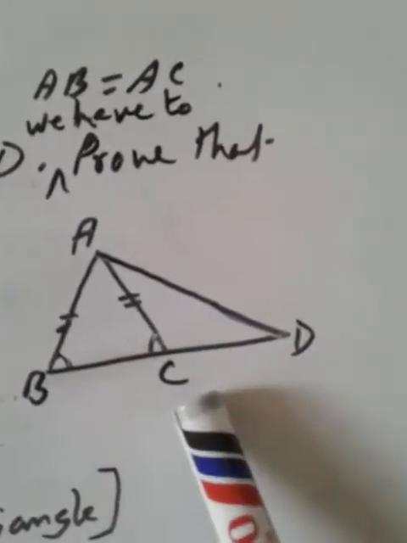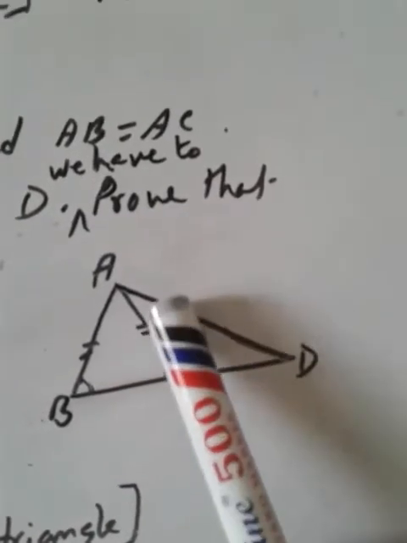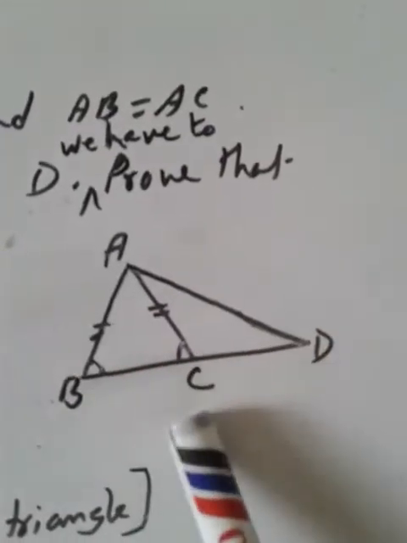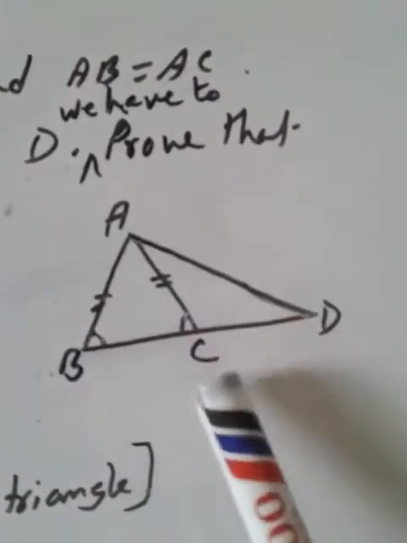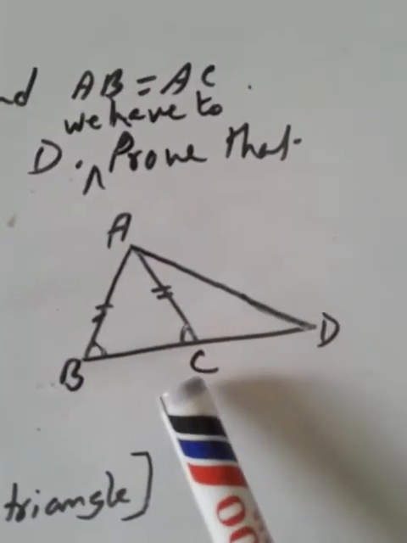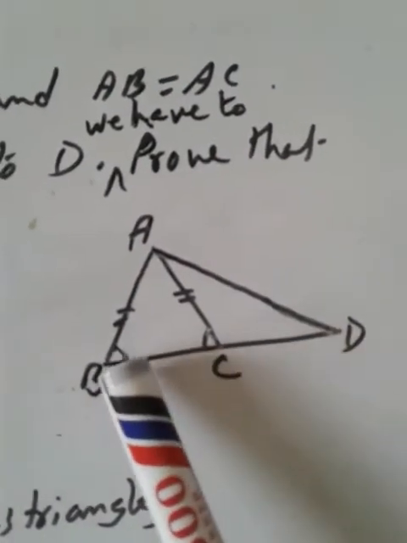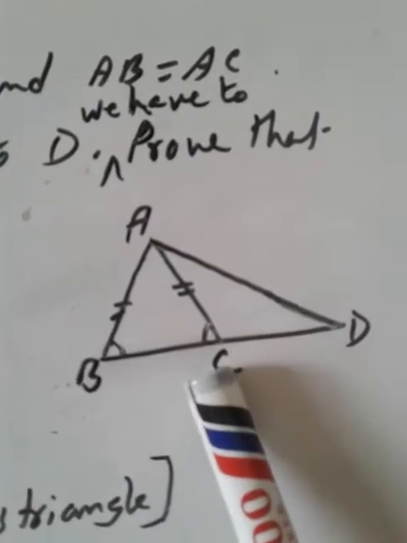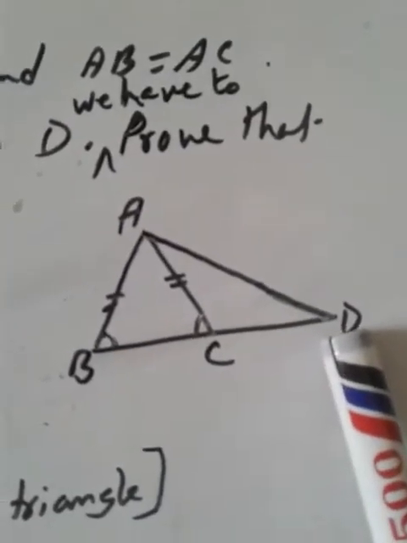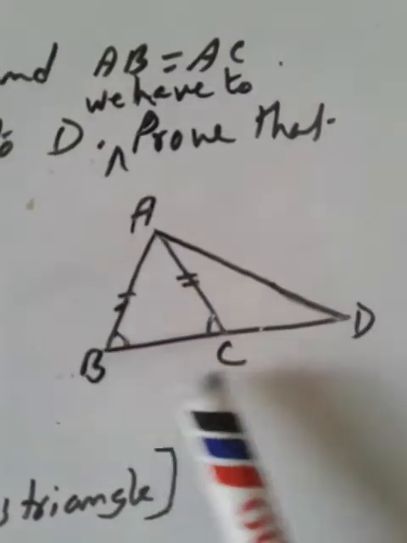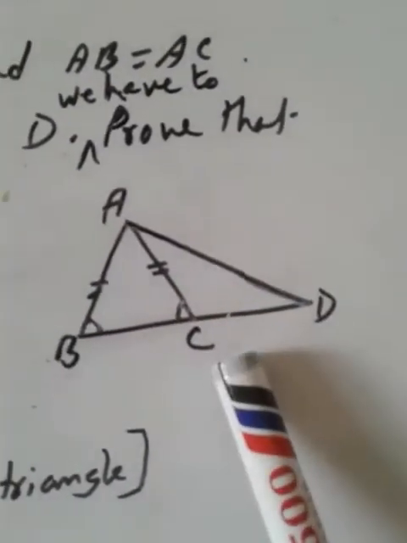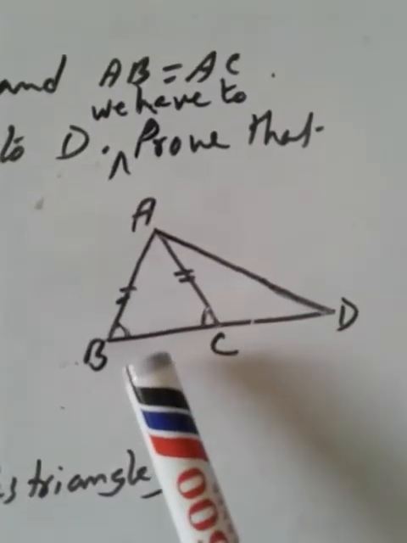ACB is greater than ADC. ACB equals ABC, because AB equals AC. ABC is an isosceles triangle. Therefore this angle equals this angle. ACB is greater than angle ADC. Therefore ABC is greater than angle ADC, because these two are the same.